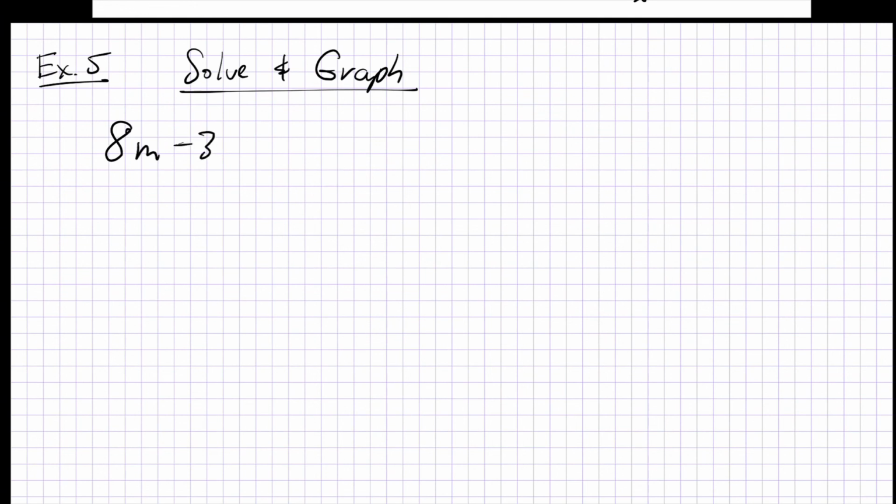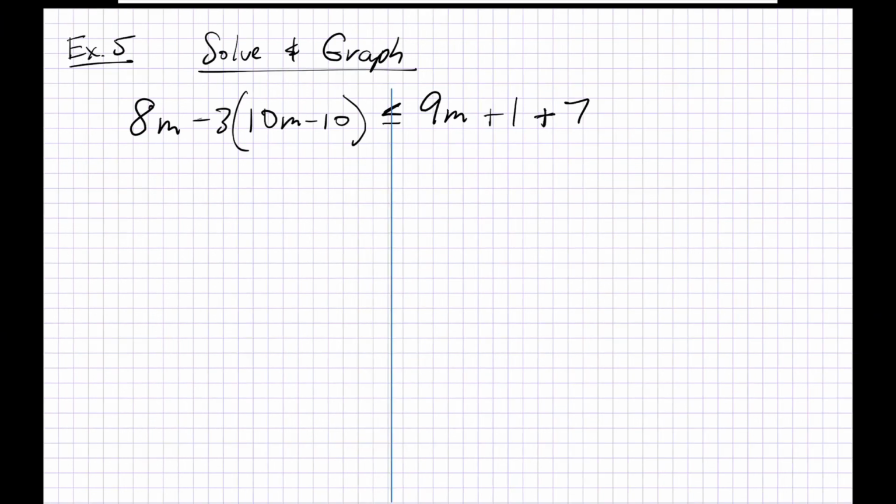8m minus 3 times 10m minus 10 less than or equal to 9m plus 1 plus 7. Solve and graph.